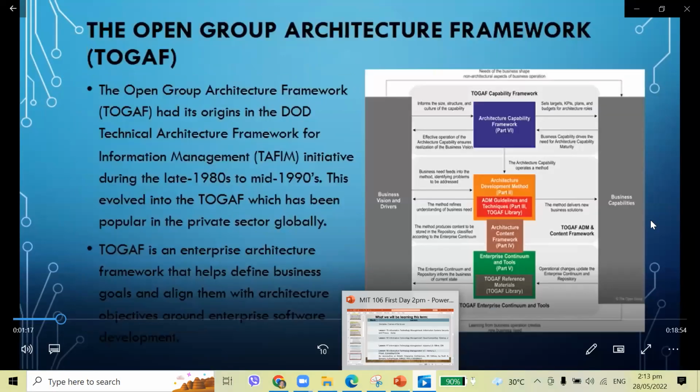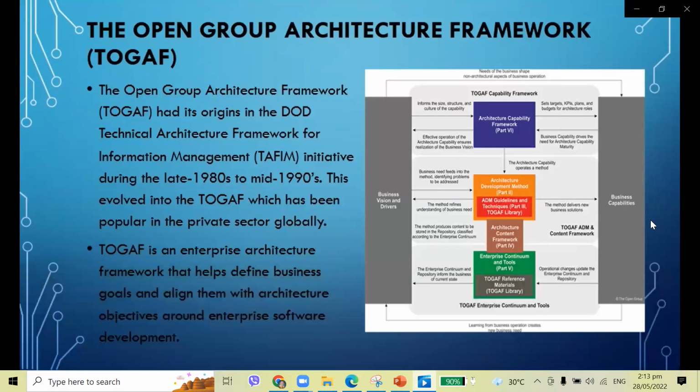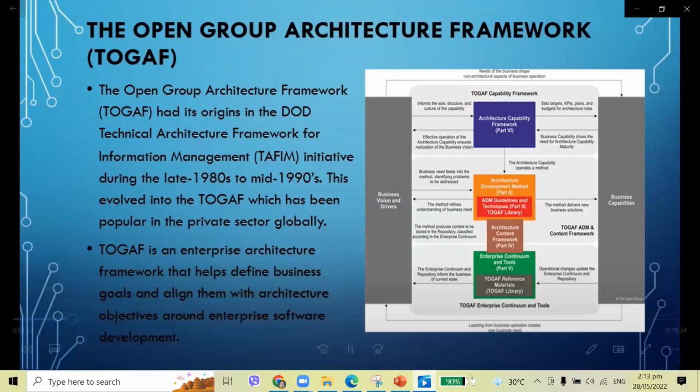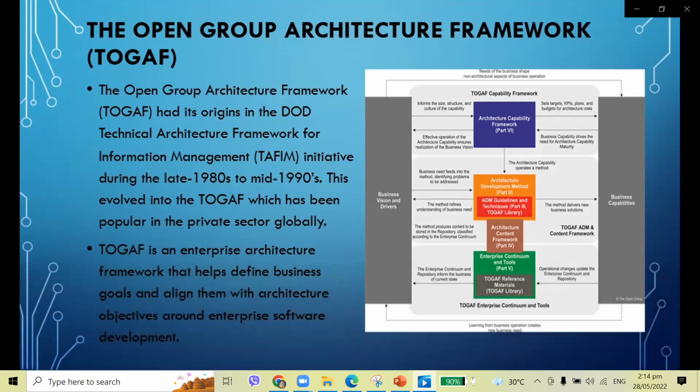So, what is the Open Group Architecture Framework or TOGAF? It has origin in the DoD Technical Architecture Framework for Information Management or TAFIM initiative during the late 1980s to mid-1990s. This evolved into the TOGAF, which has been popular in the private sector globally. TOGAF is an enterprise architecture framework that helps define business goals and align them with architecture objectives around enterprise software development.